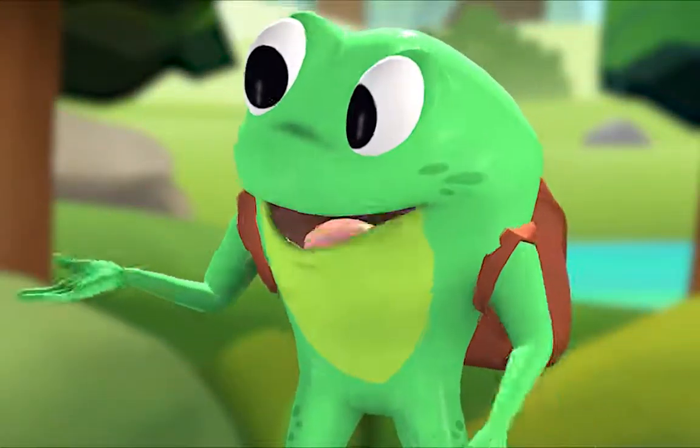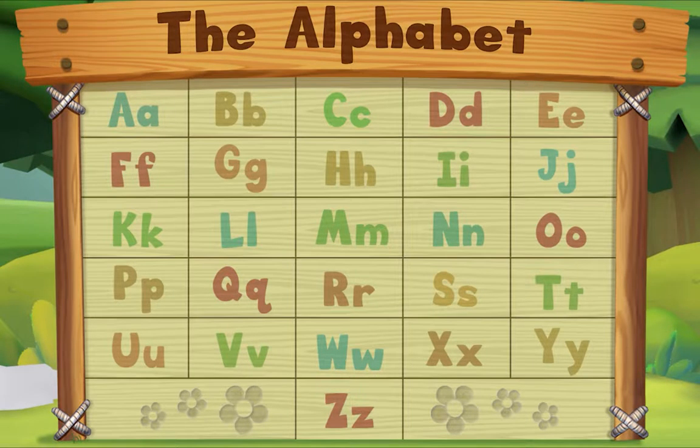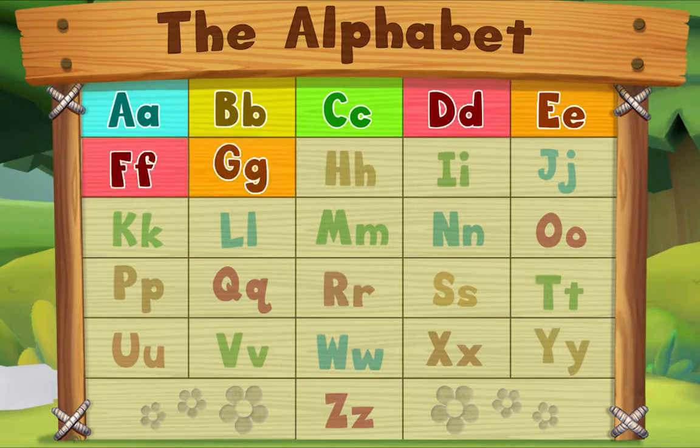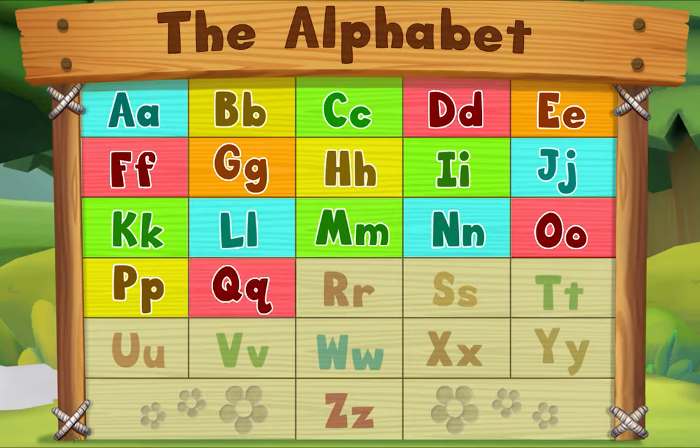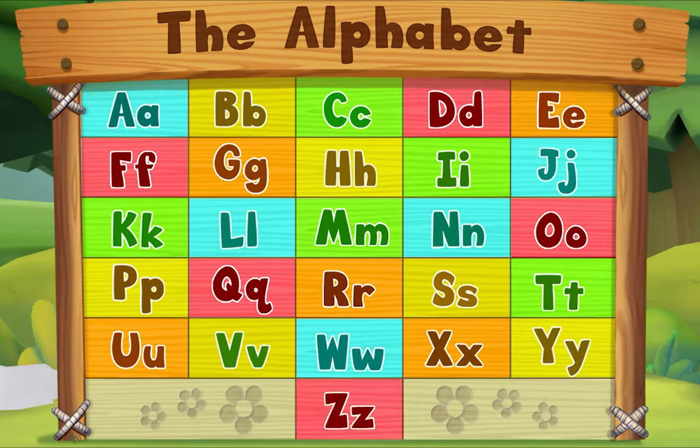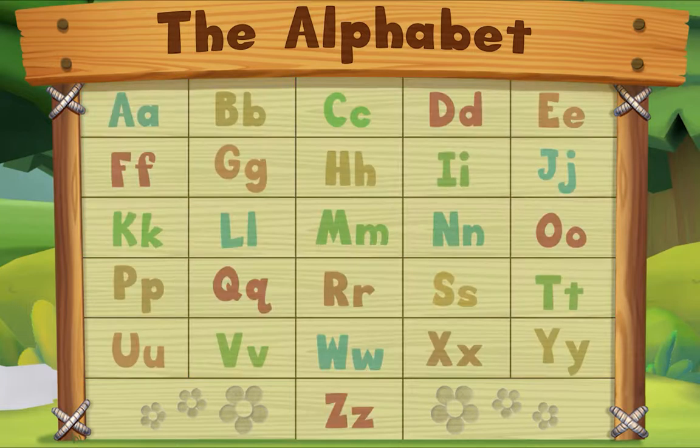Let's sing the alphabet song. A, B, C, D, E, F, G, H, I, J, K, L, M, N, O, P, Q, R, S, T, U, V, W, X, Y, Z. Now I know my ABCs. Next time, won't you sing with me? Now this time, let's sing together.